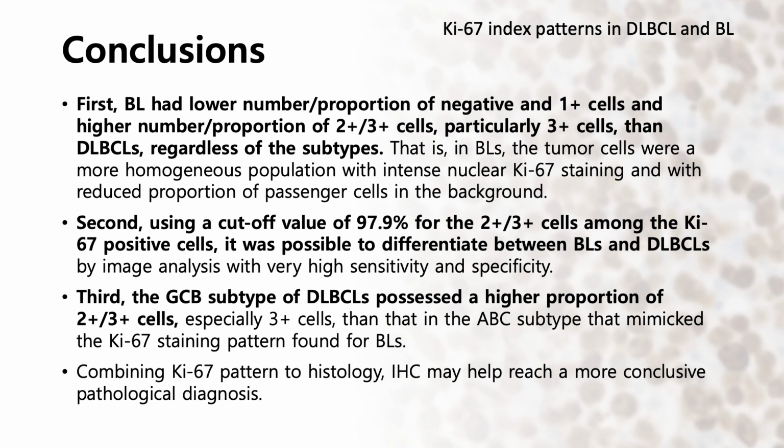Taken together, we performed image analysis and found that the Ki-67 labeling index might serve as a very sensitive and specific marker for differentiating between Burkitt lymphoma and DLBCL among high-grade B-cell lymphoma with a high proliferation index. Combining this Ki-67 labeling pattern to histology, ISH, and EBV-specific assay might help reach a more conclusive pathological diagnosis of the cancer and choose an adequate molecular test for potential double-hit, triple-hit lymphoma.